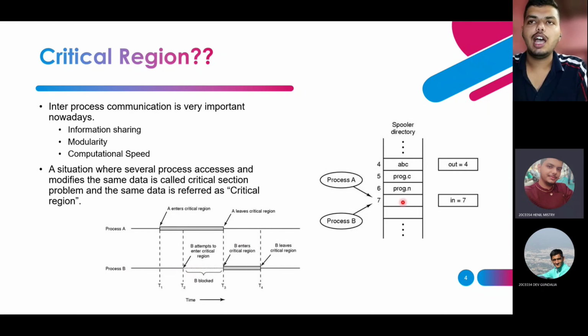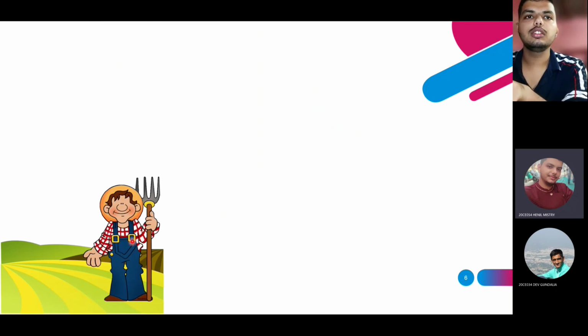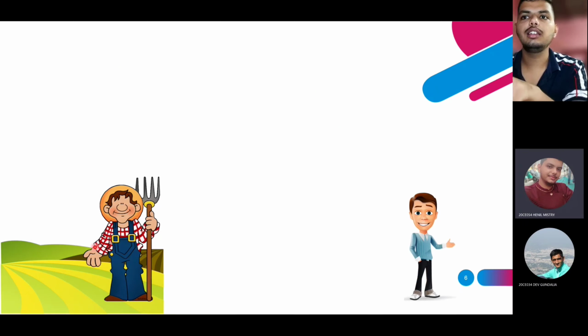In this slide I have given you an overview of what the producer consumer problem is. As we have discussed the overview of a critical region, now let us look at the actual complexity and the real scenario for the producer consumer problem by taking the example of a farmer and customer. Suppose there is one farmer who will act as a producer, producing different items like grains and fruit, and one customer who will consume the items produced by the farmer.